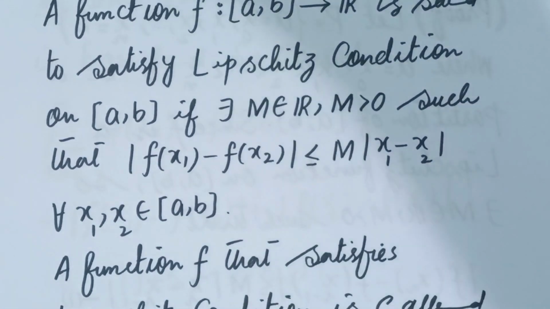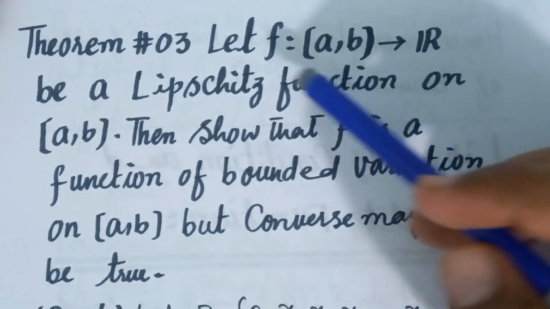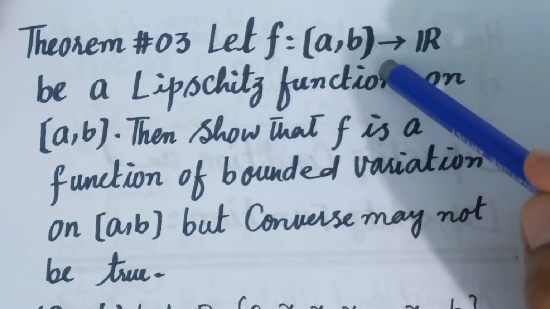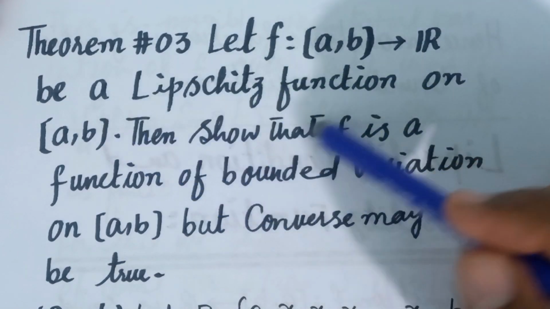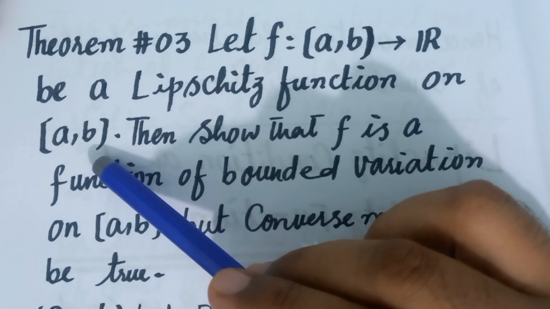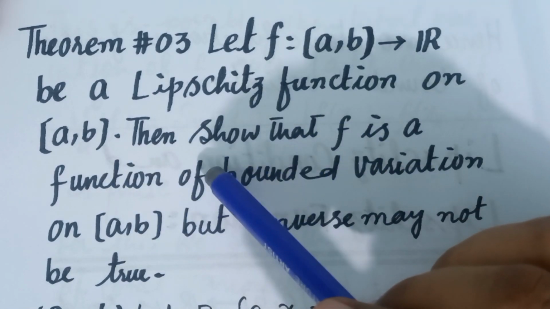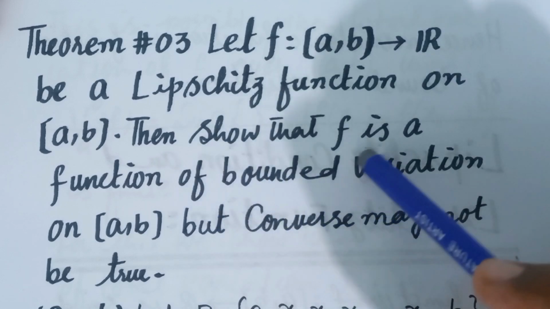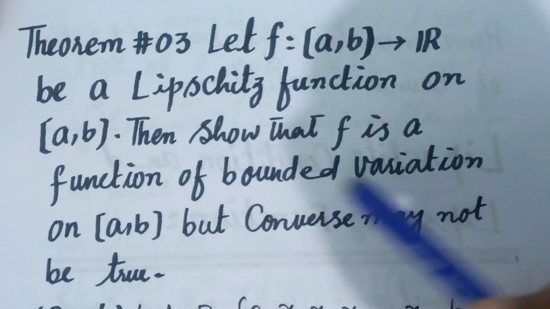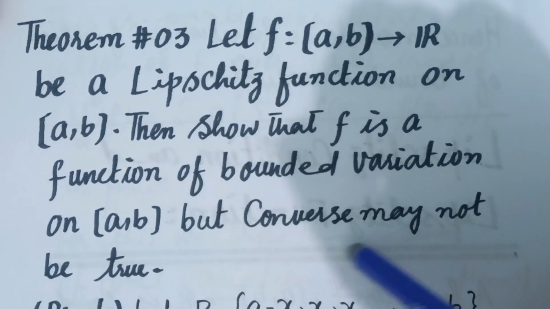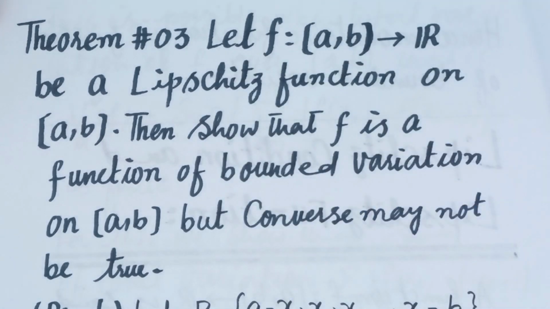Now we move to the theorem. Let f, a real valued function, be a Lipschitz function over the closed interval [a, b]. Suppose our function f is a Lipschitz function. Then we need to show that f is a function of bounded variation over the closed interval [a, b], but the converse may not be true. Our theorem consists of two parts.